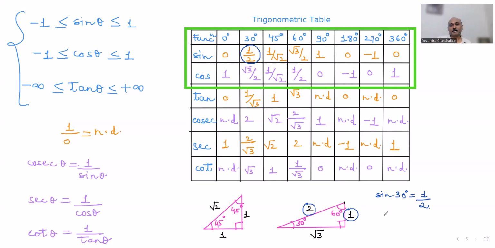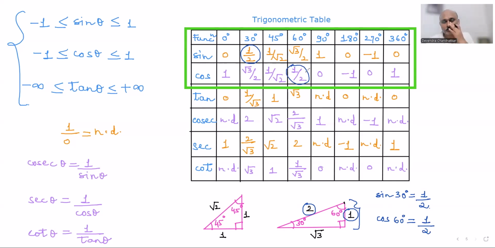Cos 60 is how much? Cos 60 is the base. For 60, this side is the base. So cos 60 is again 1 upon 2. Can you see this? The base upon the hypotenuse. Cos 60, 1 upon 2. Can you check?